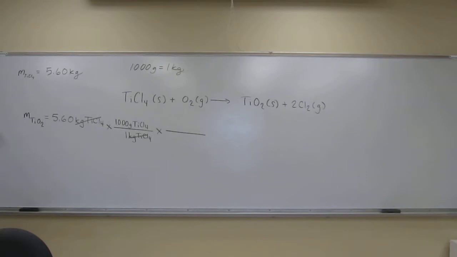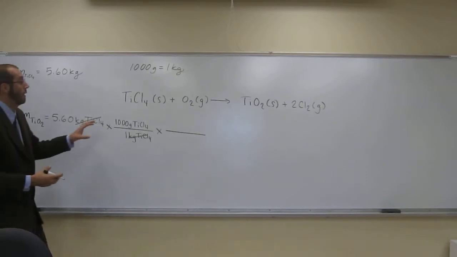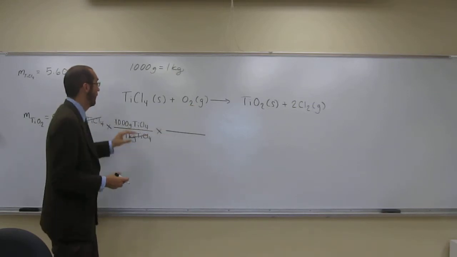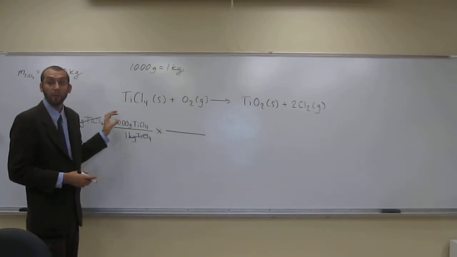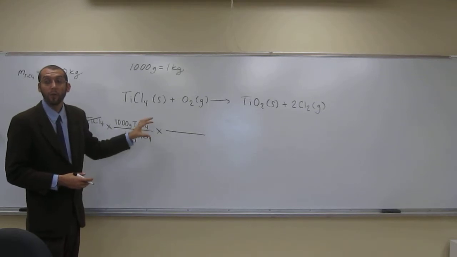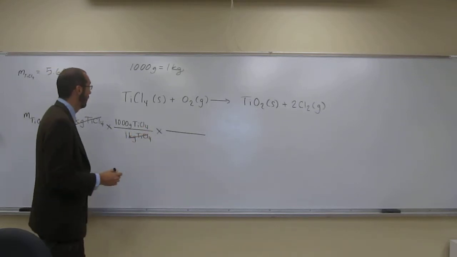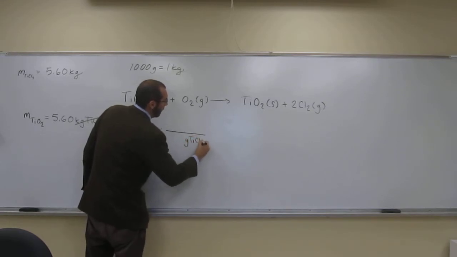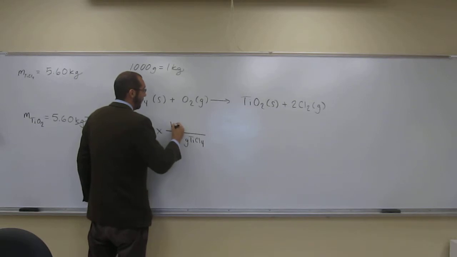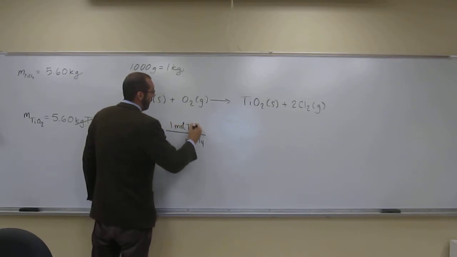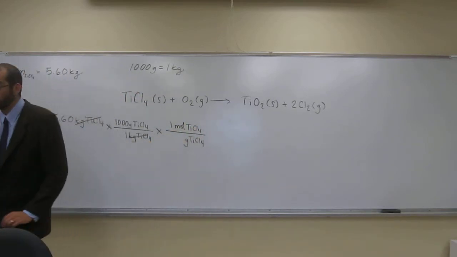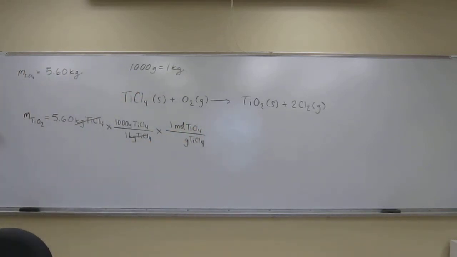Well, it won't. You do need the molar mass, but it's not going to convert from titanium chloride to titanium oxide. It's going to convert from grams of titanium 4 chloride to moles of titanium 4 chloride. Okay? So down here we're going to want something that's grams of titanium 4 chloride. And like you said, up here, 1 mole titanium 4 chloride. So whatever that is, that's the molar mass. Okay? So we got to figure out, well, what's the molar mass of titanium 4 chloride?